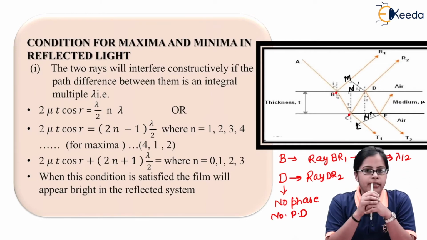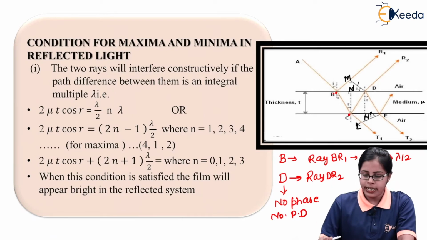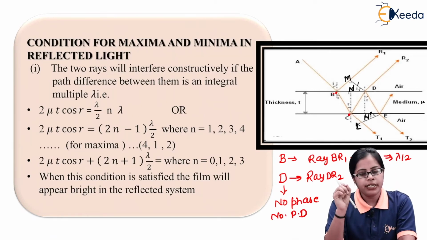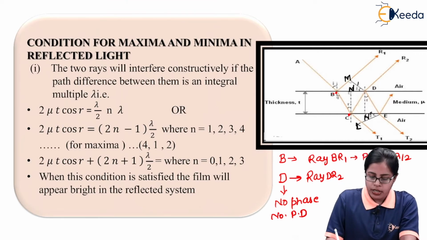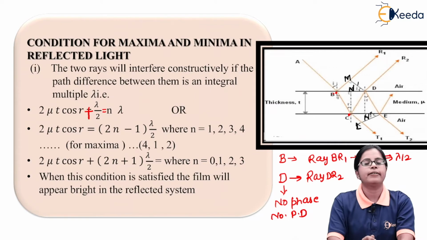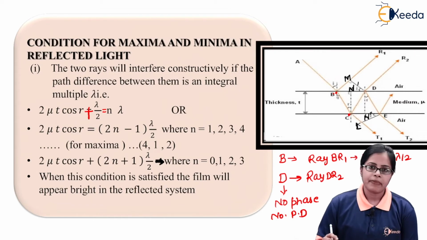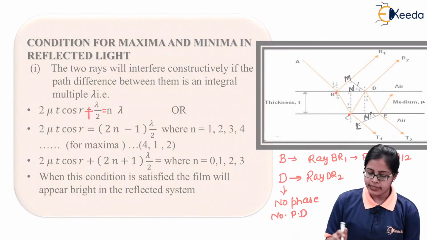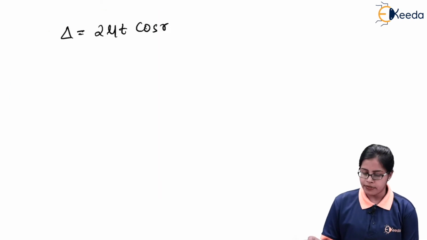So if you look at the whole path difference, whatever we have calculated previously and now from the diagram, the total effective path difference which we are getting is 2 mu t cos r plus lambda by 2. This value, 2 mu t cos r plus lambda by 2, is indicated as the total effective path difference. Previously the path difference was delta equal to 2 mu t cos r. That is our previous value of optical path difference.